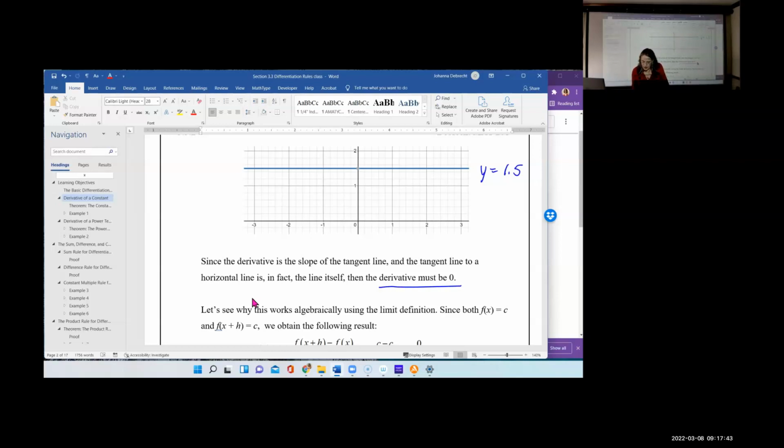So if I were to graph the derivative of this function, I would be graphing basically, oops, I'm in the wrong spot. I would be graphing the x-axis, all right? Picked the wrong line. Okay.